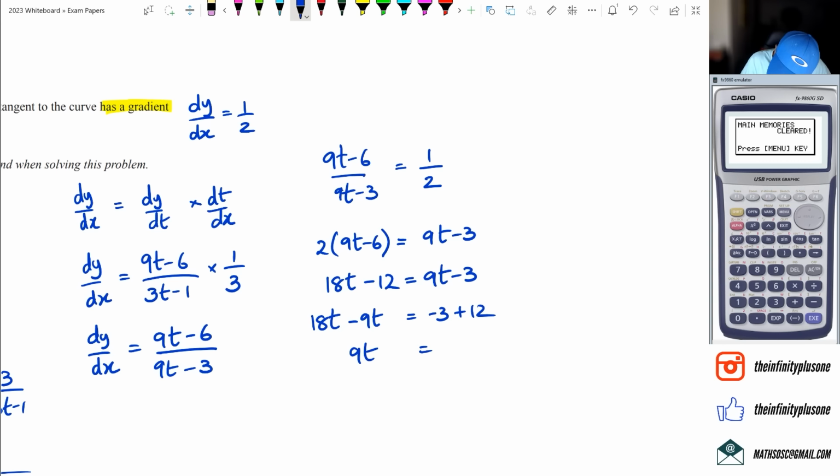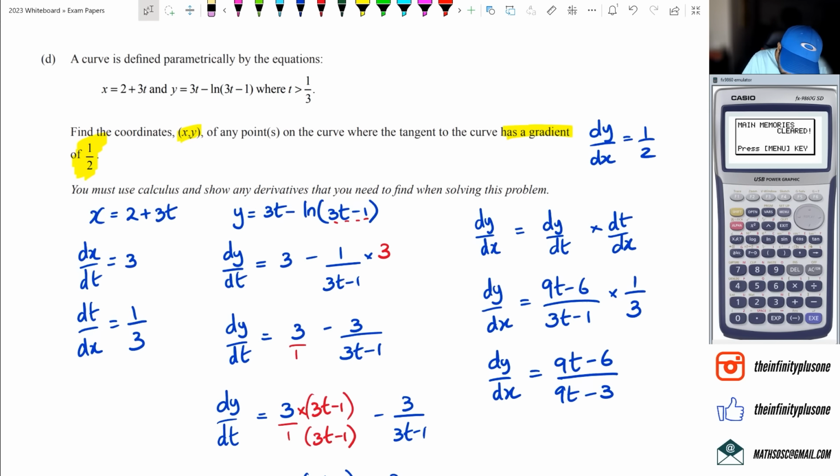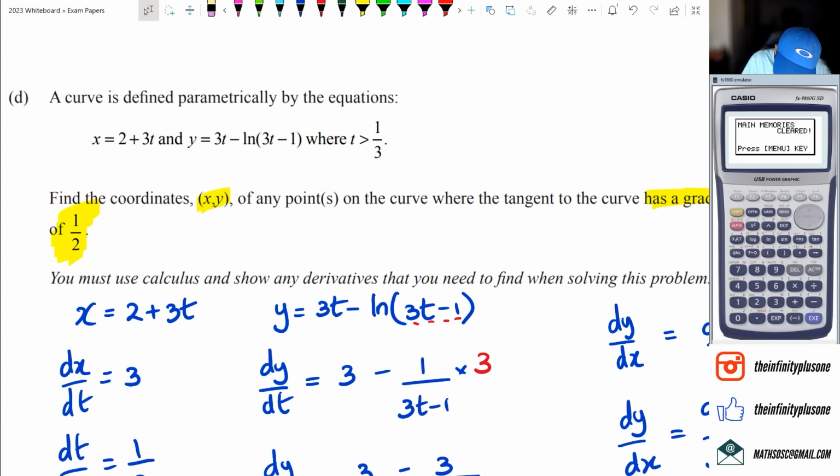I've got 9t equals 9. So t can be said as 1. Now if t is equal to 1, we're going to go right back to the top, where in the original part of the question it says x is equal to 2 plus 3t. And because t is equal to 1, we can say 2 plus 3 times 1, and x is equal to 5.